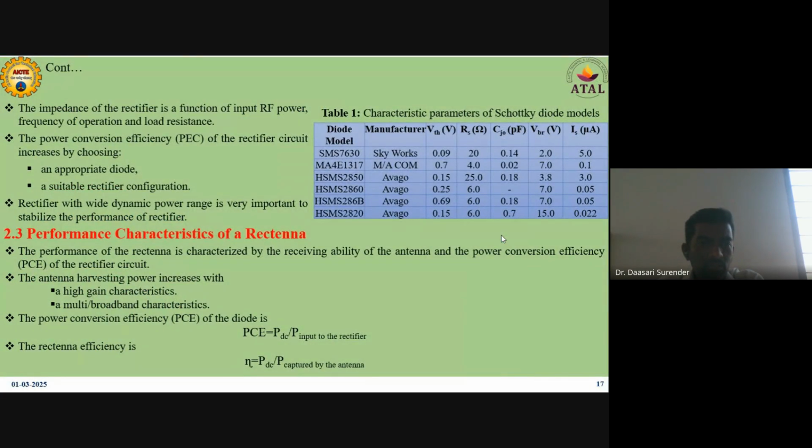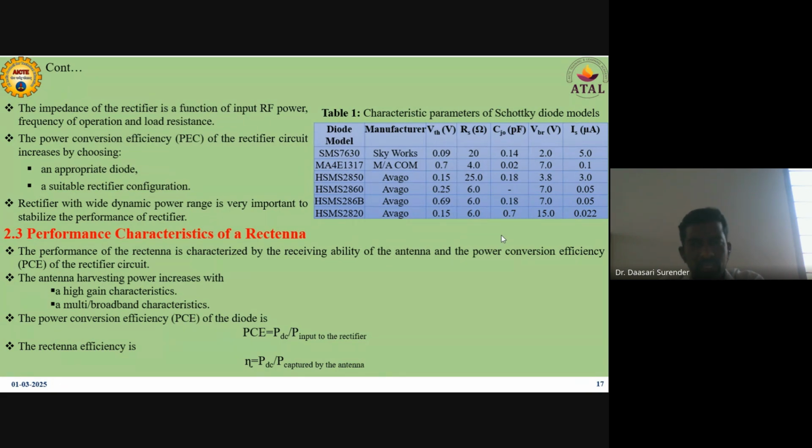And here the impedance of the rectifier is a function of input power, frequency of operation, and load resistance. The power conversion efficiency of the rectifier can be increased by choosing an appropriate diode and a suitable rectifier configuration. A rectifier with a wide dynamic power range is very important to stabilize the performance of the rectifier. Then we can get more output from the rectenna system.